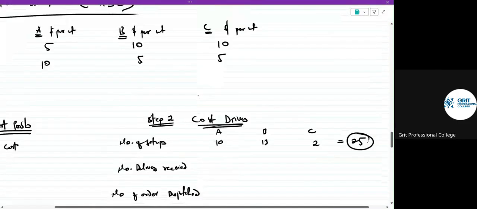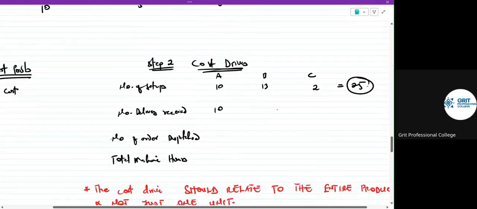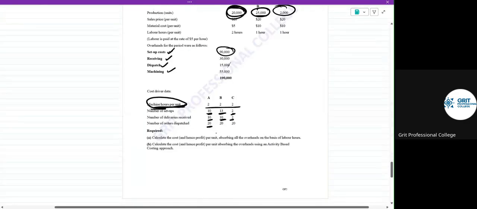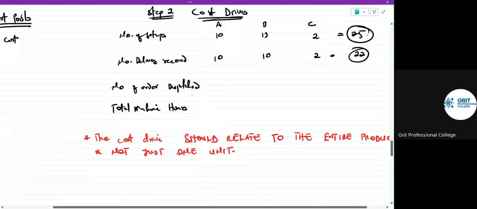Deliveries 10, 10, 2. That gives us 22 for everybody. Dispatch 20, 20, 20. That is what, 60.